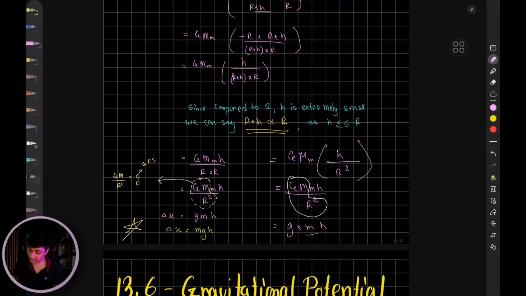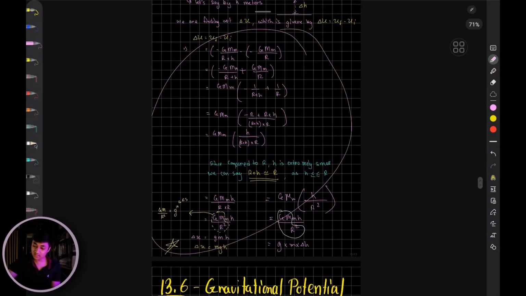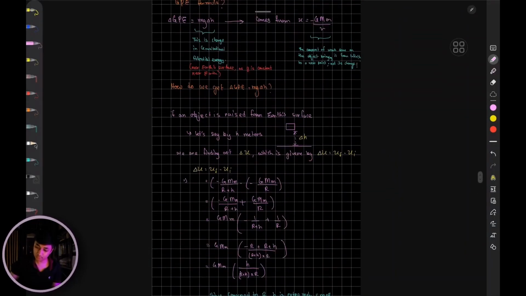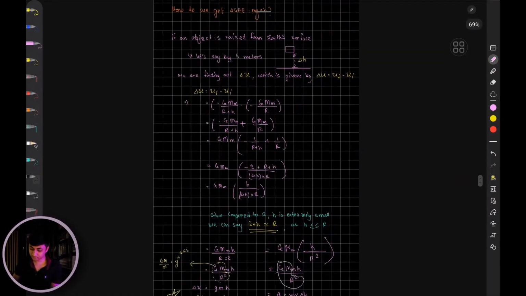Gravitational field strength times mass of the object times the change in height. So this is actually going to give you the change in gravitational potential energy. Therefore, this derivation is how we get the formula for mgh, right? Fair enough. So in this video, that is all I'm going to talk about.